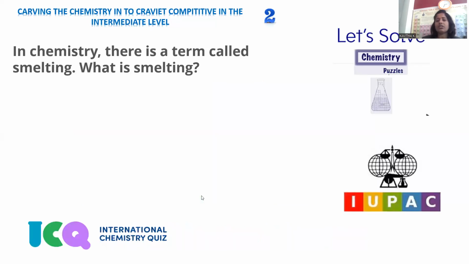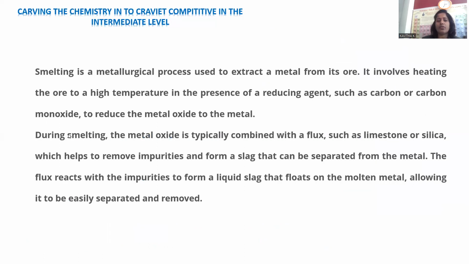Let's move on to question number 2. In chemistry, there is a term called smelting. What is meant by smelting? Smelting is a term related to metallurgical processes. Smelting, roasting, and calcination are all part of metal extraction from ores and minerals. Among all, smelting is one of the methods we apply in order to extract the metal. Let's see what is meant by the smelting process.